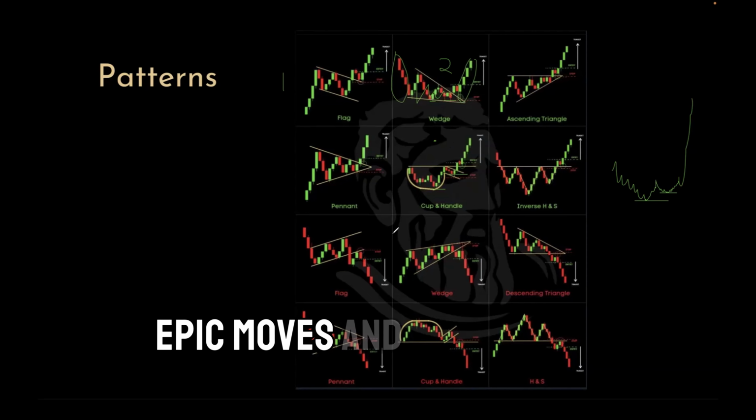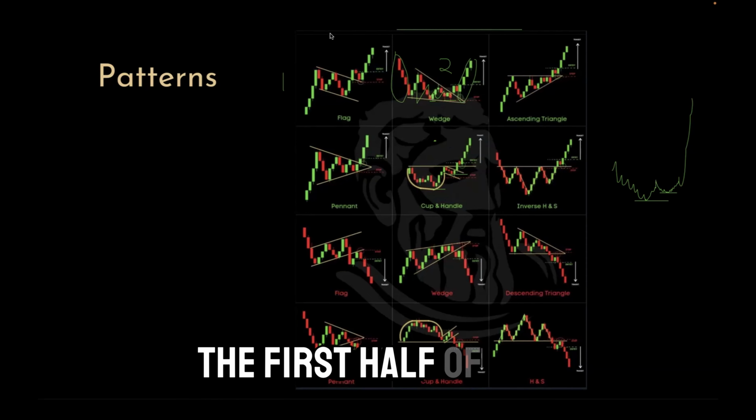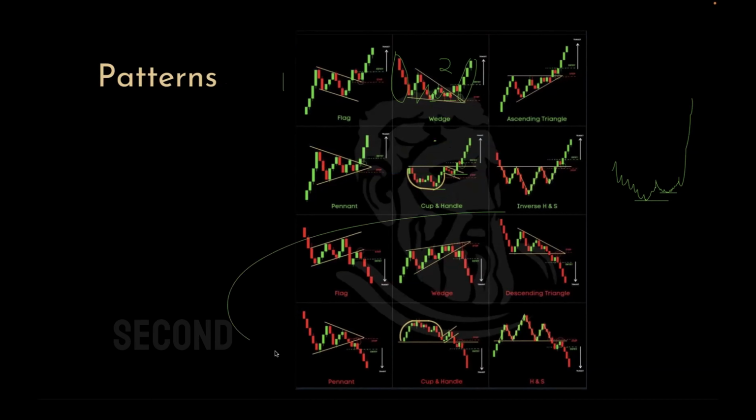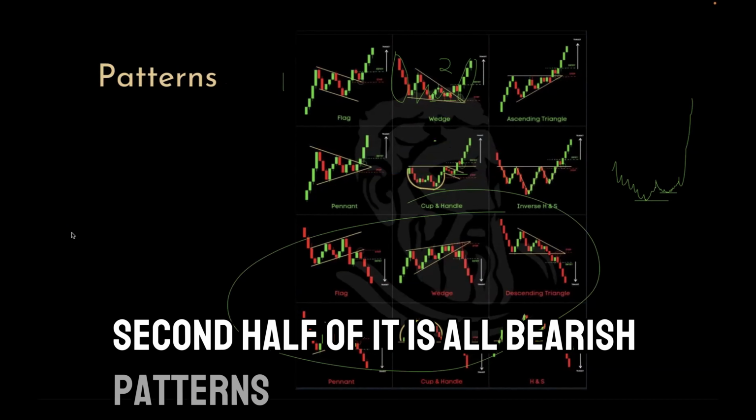Epic moves. And honestly, the first half of this whole page is bullish patterns. The second half of it is all bearish patterns, okay?